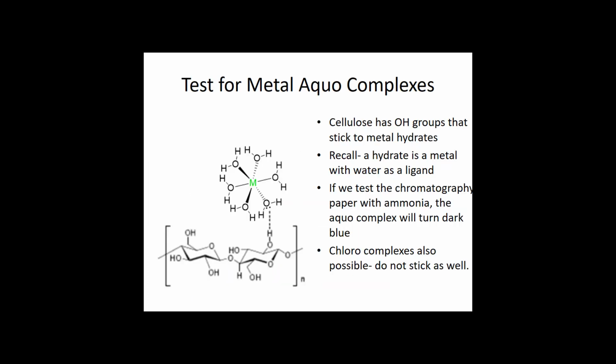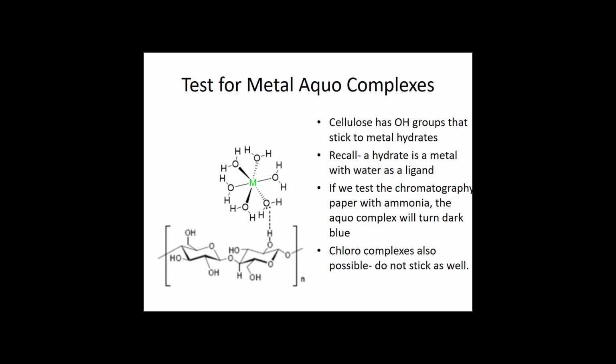So when we look at the test for metal aquo complexes, what we're going to do is expose that chromatography paper to ammonia and see if any of those spots actually change colors. So the cellulose, we already talked about how it grabs onto those hydrates, right? If it's a hydrate, it's going to move a lot slower. And again, a hydrate is a metal with water bound to it as a ligand. All right, a ligand is just a complicated word for a water or any other molecule that's bound to a metal using a pair of electrons.